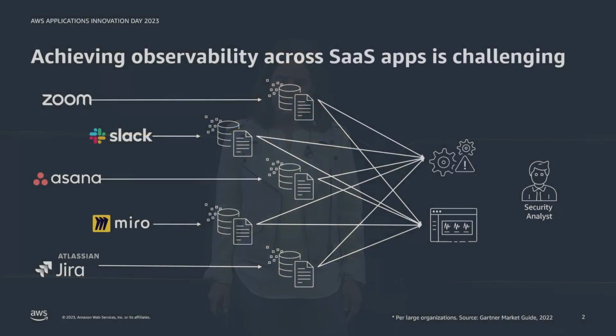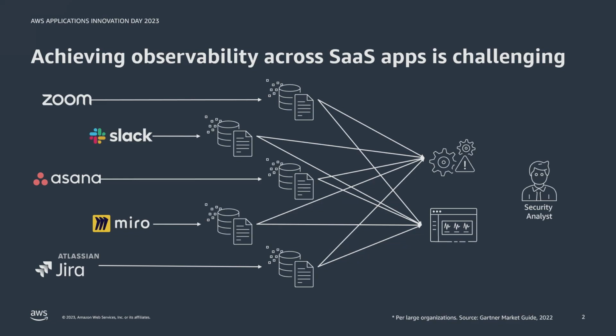As mentioned earlier in the keynote, large organizations are deploying an average of 125 SaaS applications. To achieve observability over the data that may be lost or exposed in these applications by employees and contractors who use these apps, there's quite a lot of tasks involved.